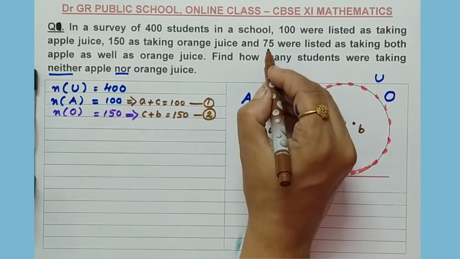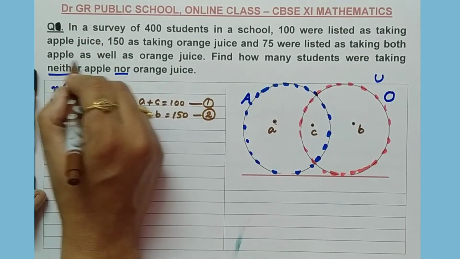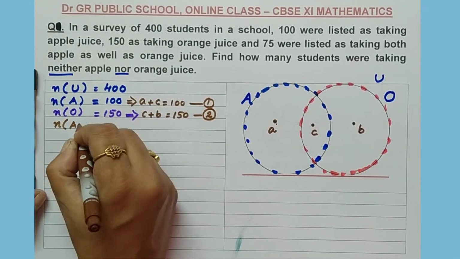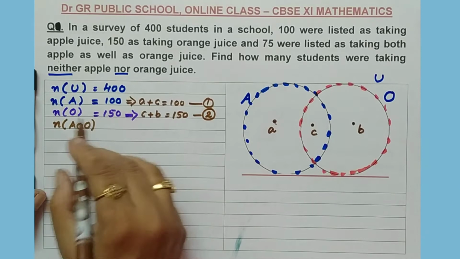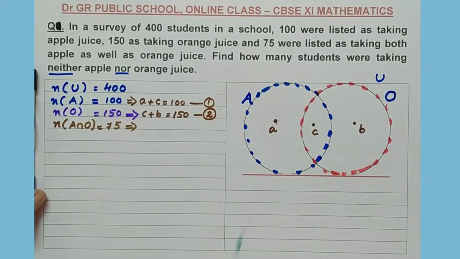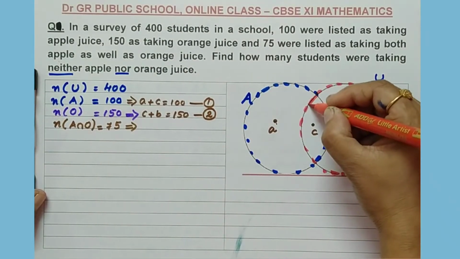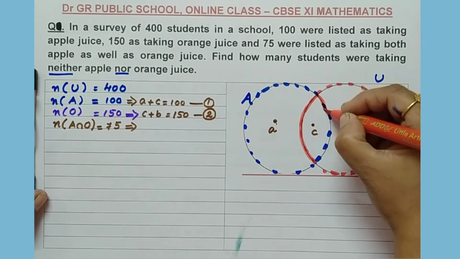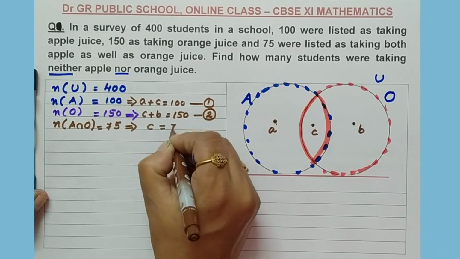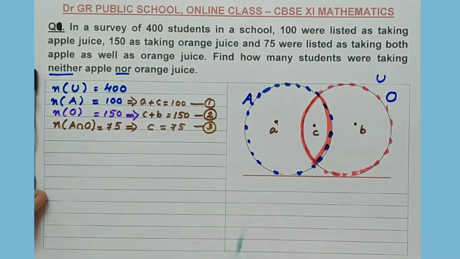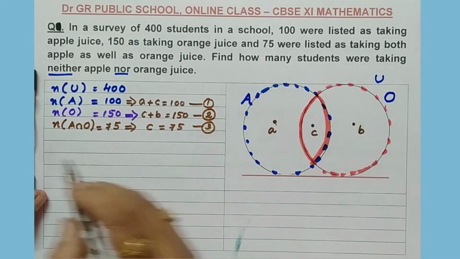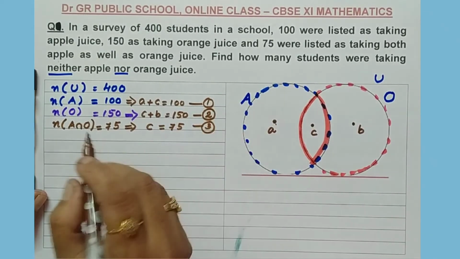Now read the question again. 75 were listed as taking both apple as well as orange juice. Both apple as well as orange juice. So A intersection O, both of them, is given as 75. Now, look at the figure and identify what is A intersection B. A intersection B represents this part, with the element enclosed in it, C alone. So C equal to 75, which is equation number 3. So, from the question, whatever things are given, you need to represent by means of A, B, C. Now, by solving these 3 equations, you will get the answer.